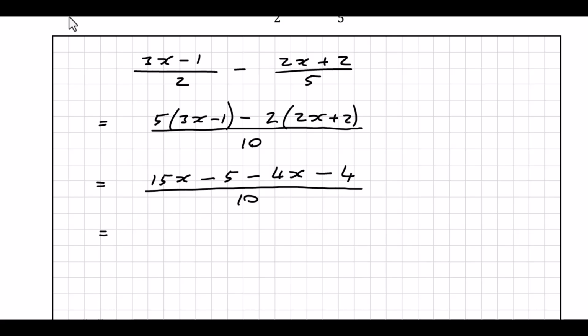So let's just simplify this. You need to add the x's to the x's and the numbers to the numbers. So we have 15x minus 4x. So you go up 15, you go down 4, so that leaves you with 11x. We have minus 5 minus 4. So you go down 5, then you go down another 4, so you're down 9. And then we divide that by 10. And that is it for question 1.